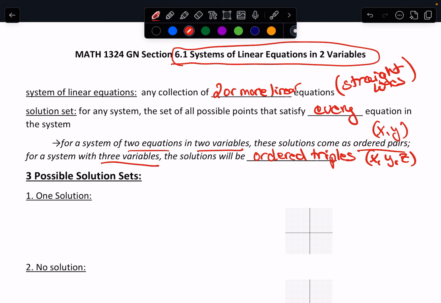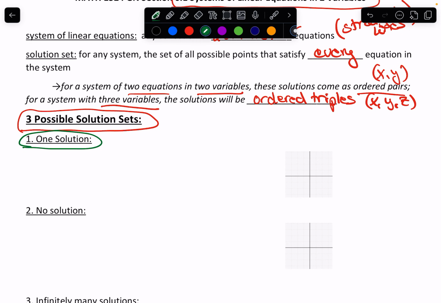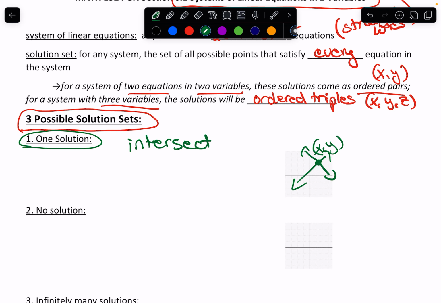Okay, so we've got three possible solution sets. When we have one solution, it looks something like this. So we've got two lines here, and they intersect each other at point x, y. So one solution means intersect. These are also called consistent, and they are independent.